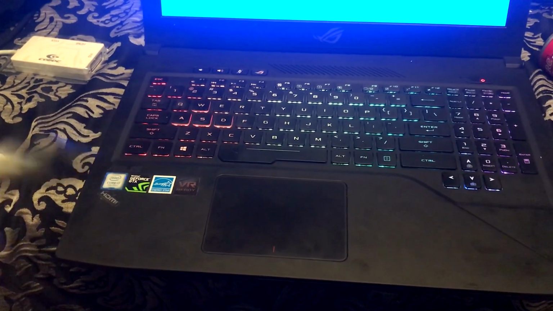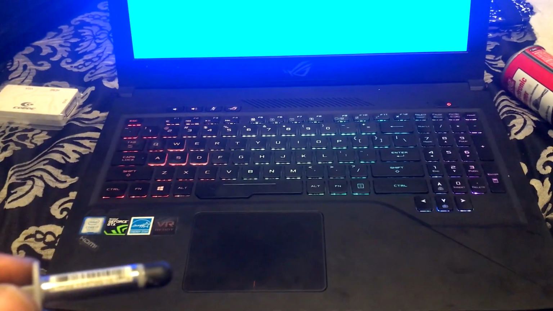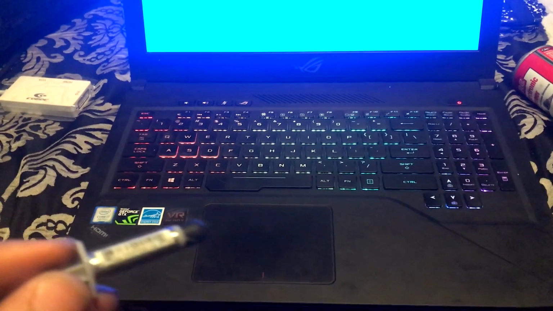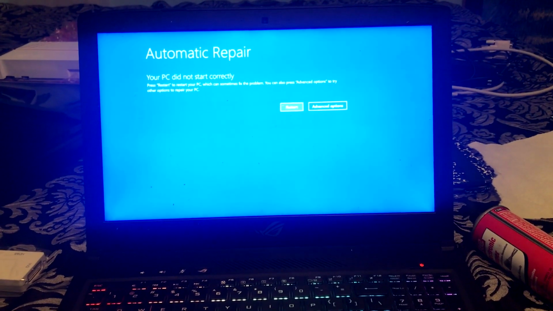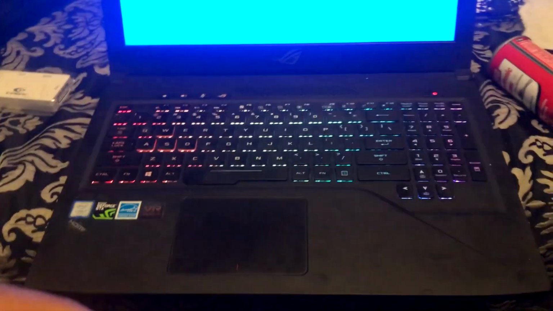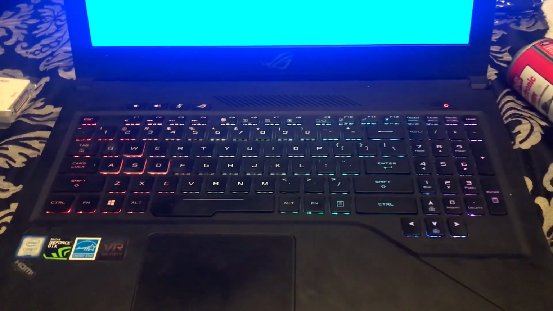Some people say that overflows, but it depends how much you put. If you put a light amount, it shouldn't overflow. I did that to the GPU and the CPU, and look, first try, it booted back up. I'm so glad.